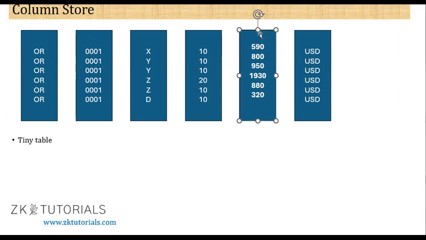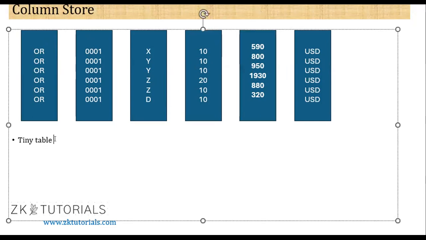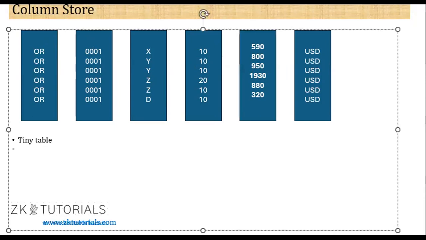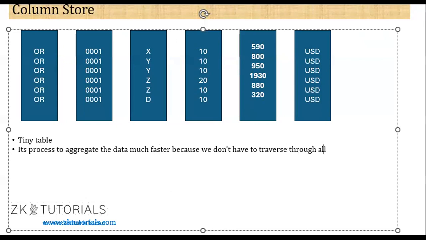Because of this, I have increased the performance, especially when I need very few columns. Is it fine? The next advantage is that it's possible to aggregate the data much faster because we don't have to traverse through all columns. So the first advantage is clear.